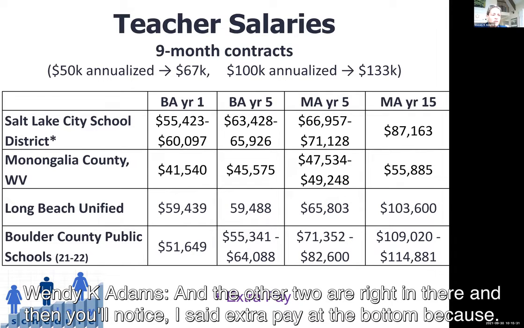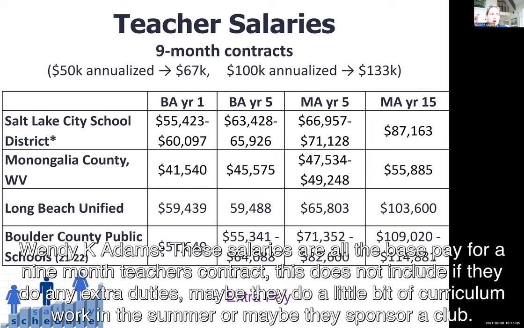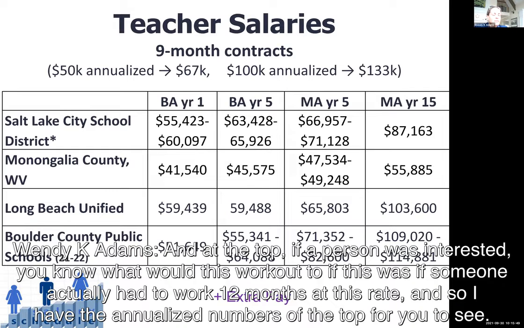And then you'll notice I said extra pay at the bottom because these salaries are all the base pay for a 9-month teacher contract. This does not include if they do any extra duties. Maybe they do a little bit of curriculum work in the summer, or maybe they sponsor a club. And at the top, if a person was interested, what would this work out to if someone actually had to work 12 months at this rate? And so I have the annualized numbers at the top for you to see.